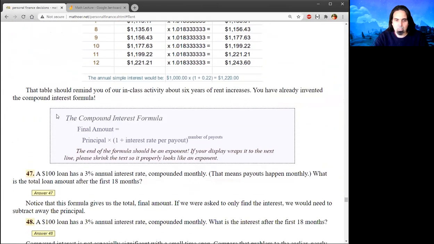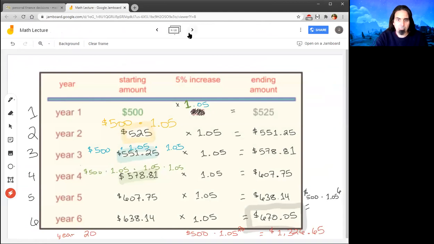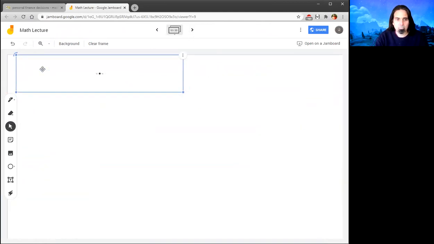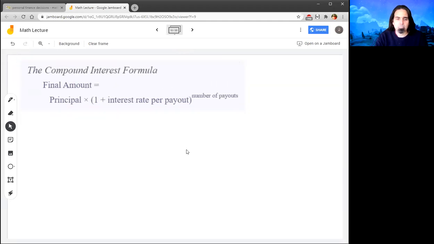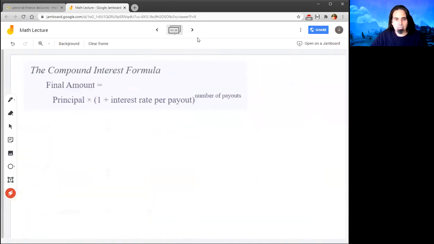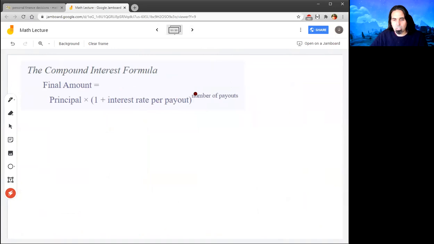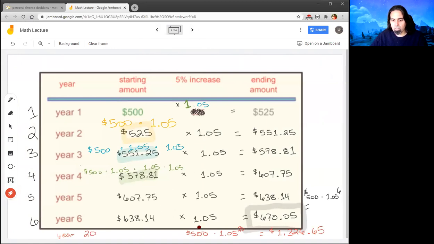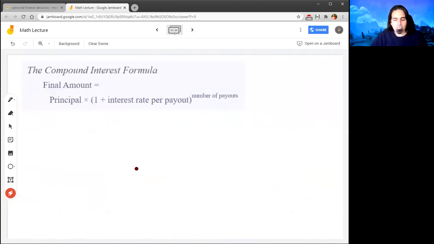So here it is. The final amount is the principal times 1 plus the percent change, right, the interest rate, with an exponent of how many times the change happens, how many rows we have in the table. And now we just need to do a bunch of example problems.